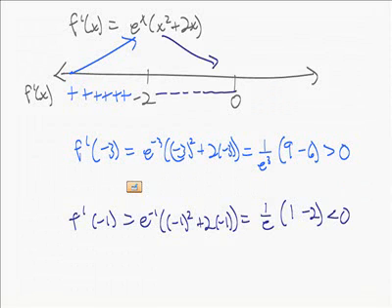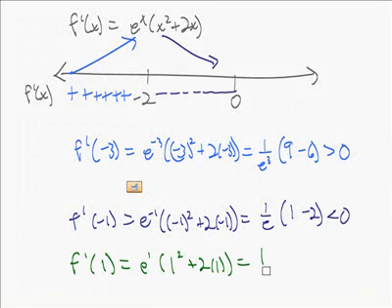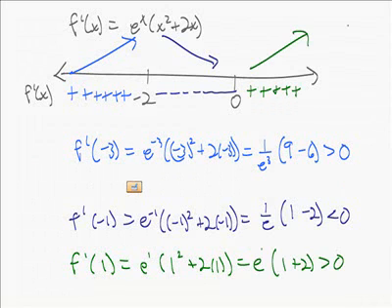Now let's see something to the right of 0, like 1. F prime of 1 is equal to e to the first times 1 squared plus 2 times 1. E to the first is just e. It's positive. Again, that's all we care about. 1 plus 2 is 3. That's also positive. So our derivative here is going to be positive. That means our function is increasing.